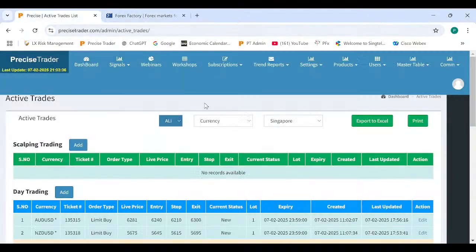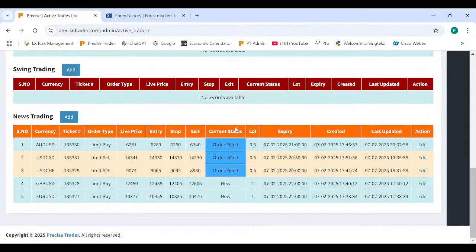As of now, we have some open trades, and we are trying to go for some more trades. Looking at the open trades, we have an Aussie buy at 62.80, dollar cat sell at 43.30, and Swiss franc selling at 90.65, and all these are half lots which we have already entered before the news.